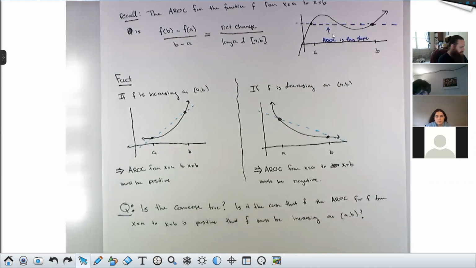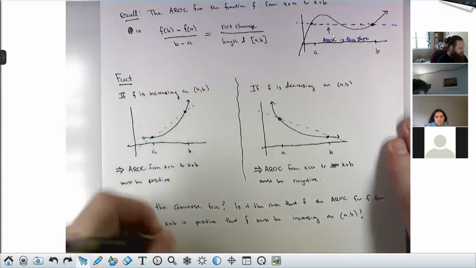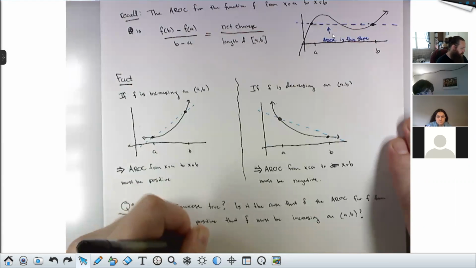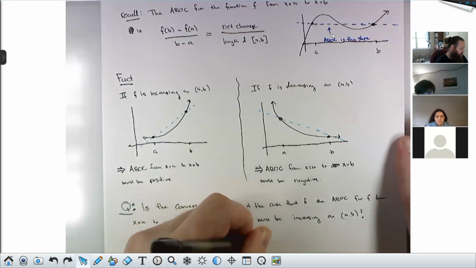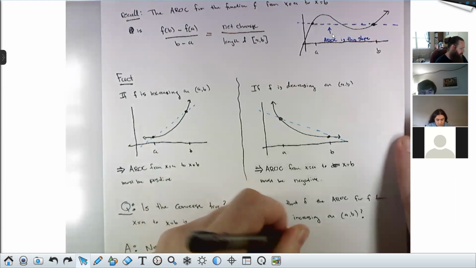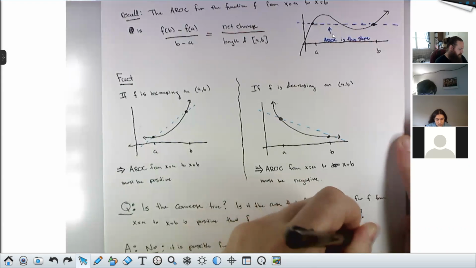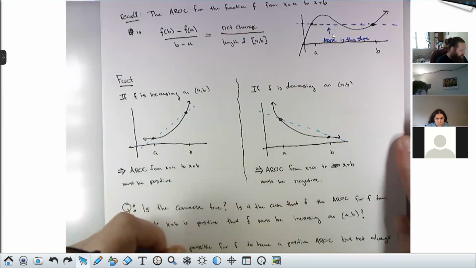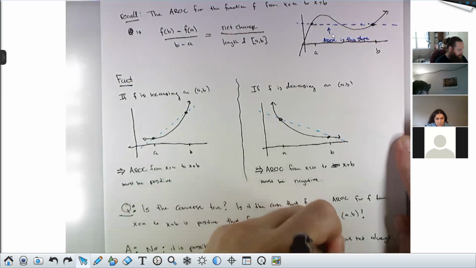The answer to this question is no. It is possible for f to have a positive average rate of change, but not always be increasing on AB. And the average rate of change is from A to B, right?